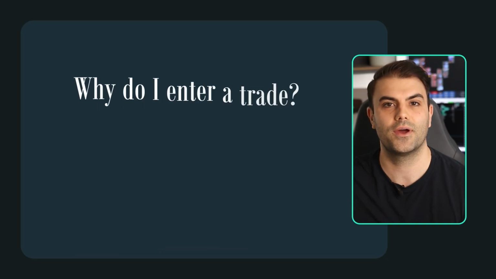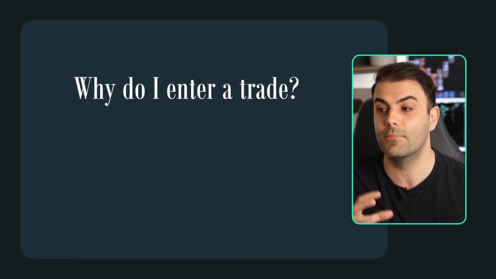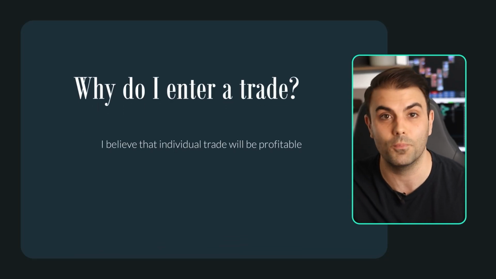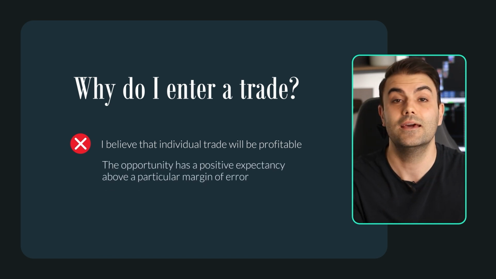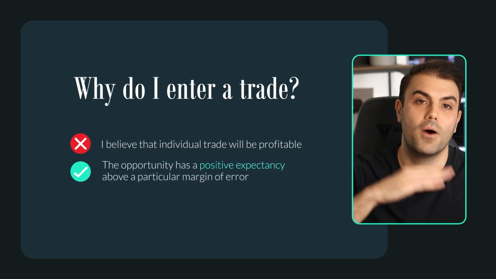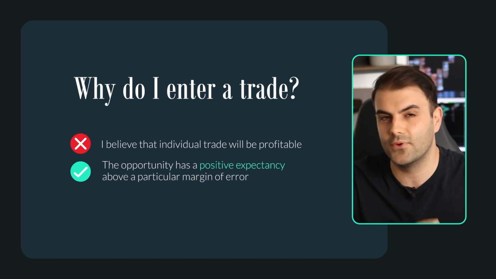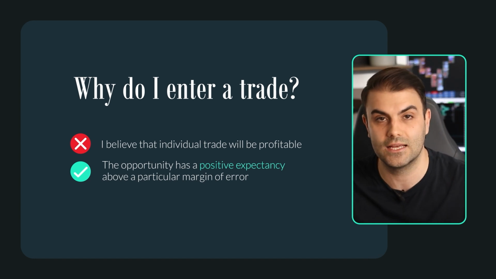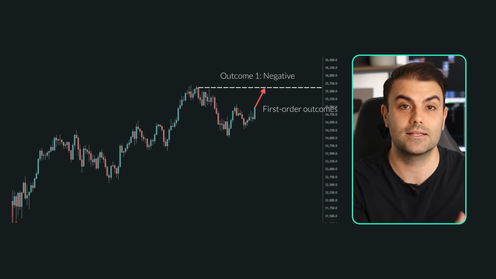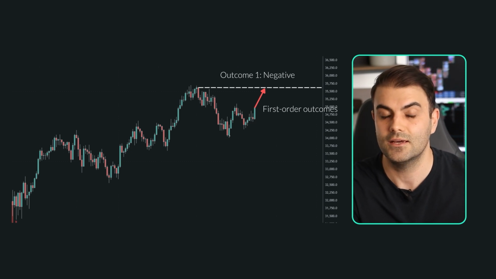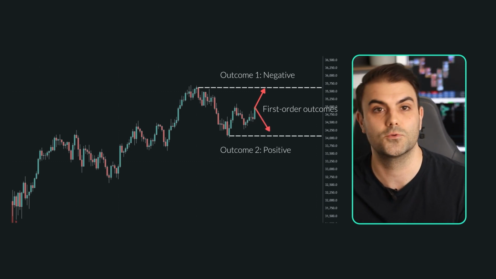When I enter a trade, I'm not doing that because I believe that individual trade will be profitable. Instead, I'm entering a trade when an opportunity has a positive expectancy above a particular margin of error. And I figure this out by assessing the potential outcomes and then estimating the probabilities of each of those outcomes happening. So for the first order outcomes, one will be negative and would put me into a loss, and the other would be positive and put me into a profit.